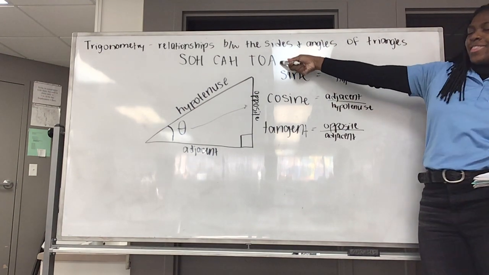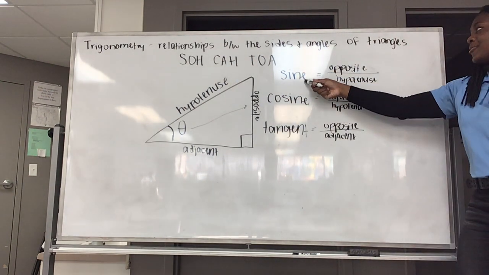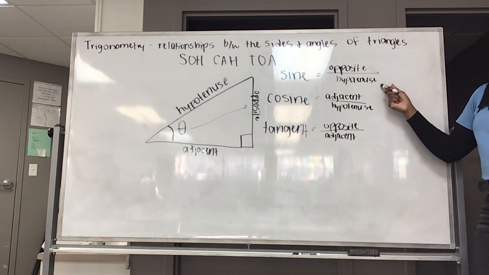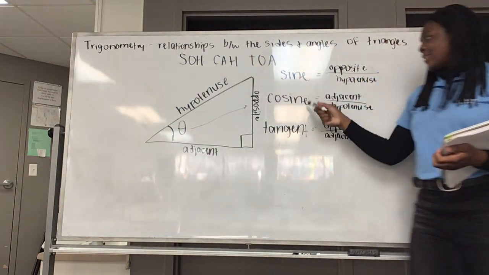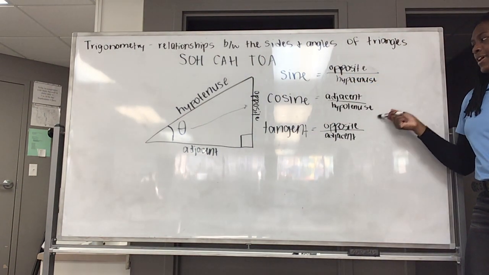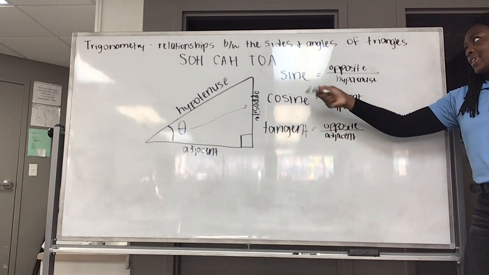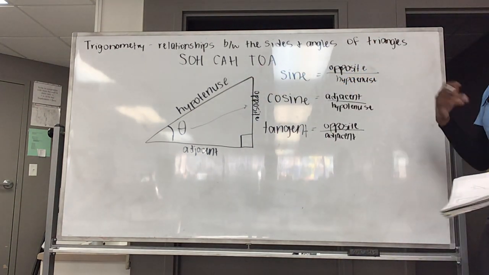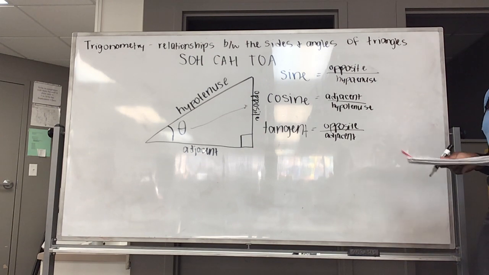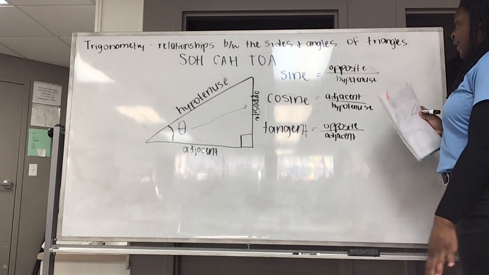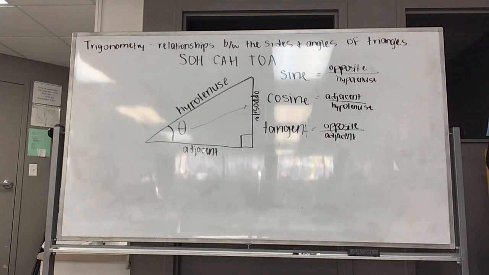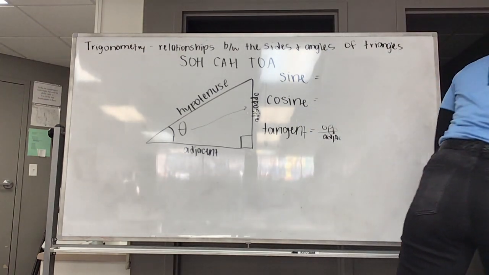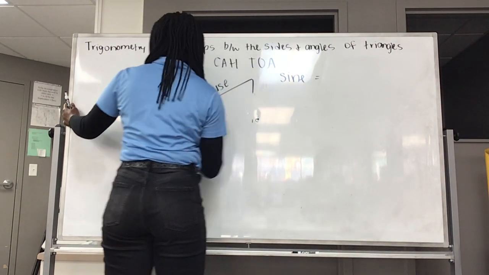So back to our SOHCAHTOA, if you notice, the S stands for sine, and the O and H are opposite and hypotenuse. So sine is opposite over hypotenuse. The C stands for cosine, the A is adjacent, and the H is hypotenuse. And for tangent, T stands for tangent, O is opposite, and A is adjacent. So SOHCAHTOA is a way to remember these ratios when we're dealing with trigonometry. Do any of you still need this up here? No. Okay, so I'm going to erase all of this, and I'll write SOHCAHTOA up there again when we do some practice problems.